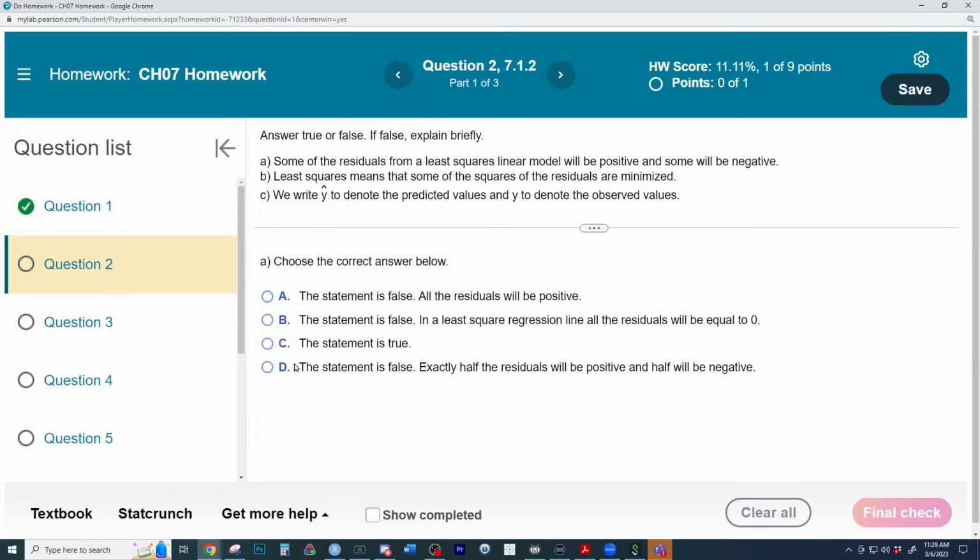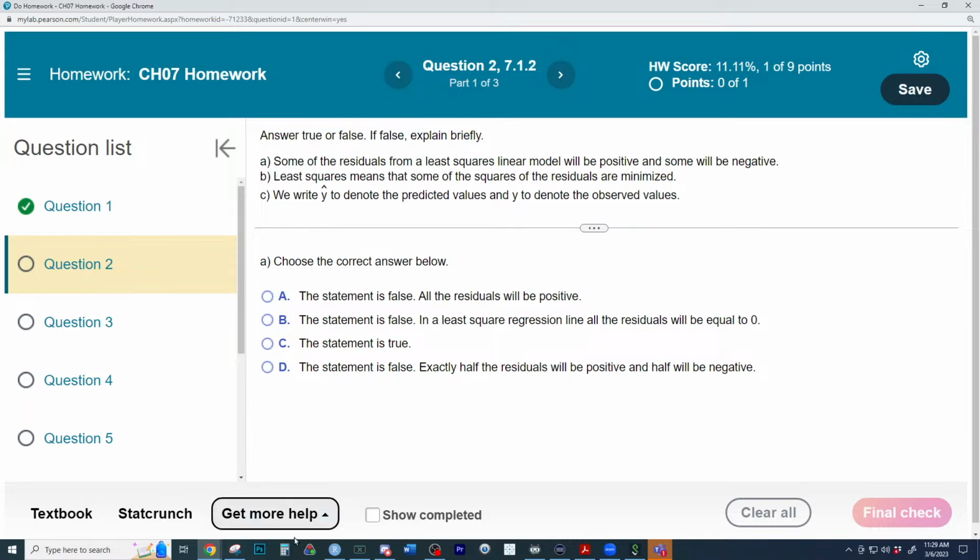We could use max. We got to use some combos there. So that would find the height of the tallest person. Marcus, good answers right there. Some of the residuals from a least squares linear model will be positive and some will be negative. Yeah, I mean, that's generally true.